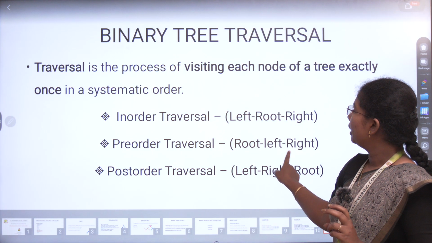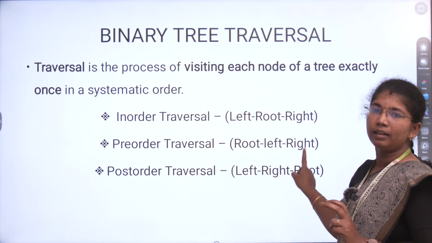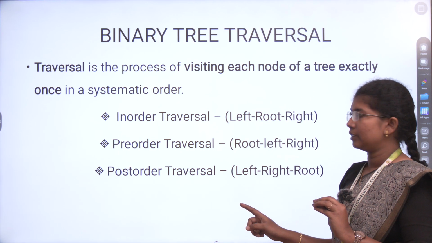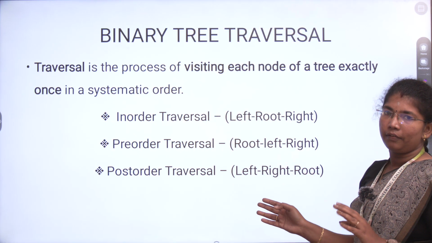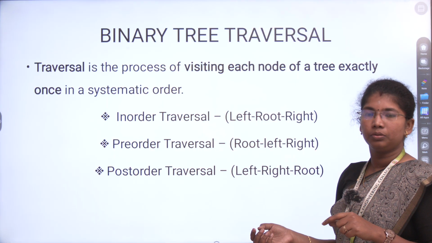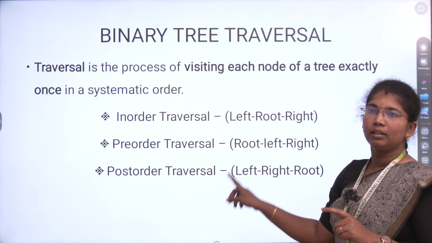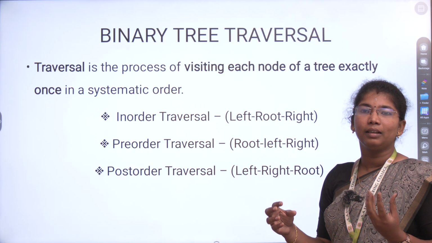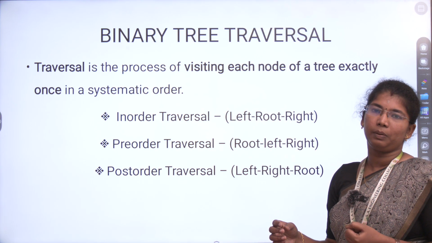Then pre-order traversal is root, left and right. First you traverse the root, then left and then right. Post-order traversal is left, right and root. First you move to the left, then right, and then to the root. One thing you have to keep in mind is that in in-order traversal, the nodes will be in ascending order, so that will be a sorted list. This you have to keep in mind.